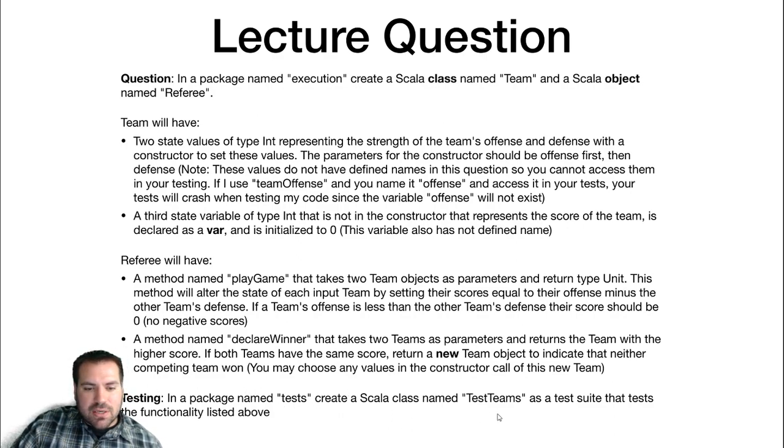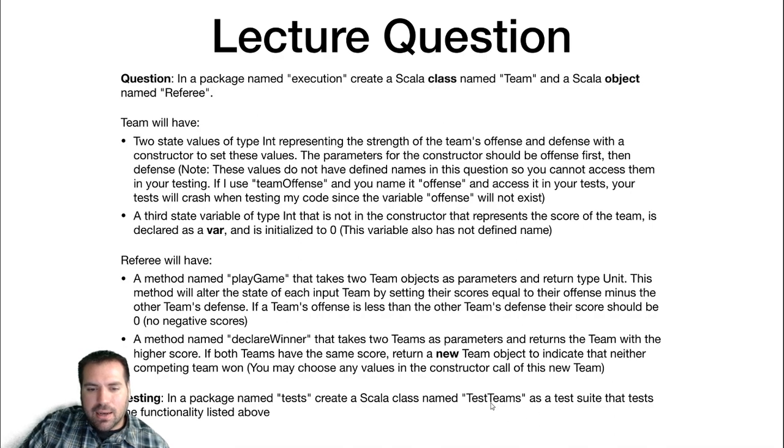And then finally, the test package. This last line is always the most unassuming but the most difficult part of these assignments as we're getting used to unit testing: a test suite named test teams that's going to test all of this functionality. Now, since you can't access offense, defense, or score directly, the only way you can test this is by using the referee, calling play game between 2 objects, calling declare winner, and making sure declare winner returns the team that you expect to have won that game.